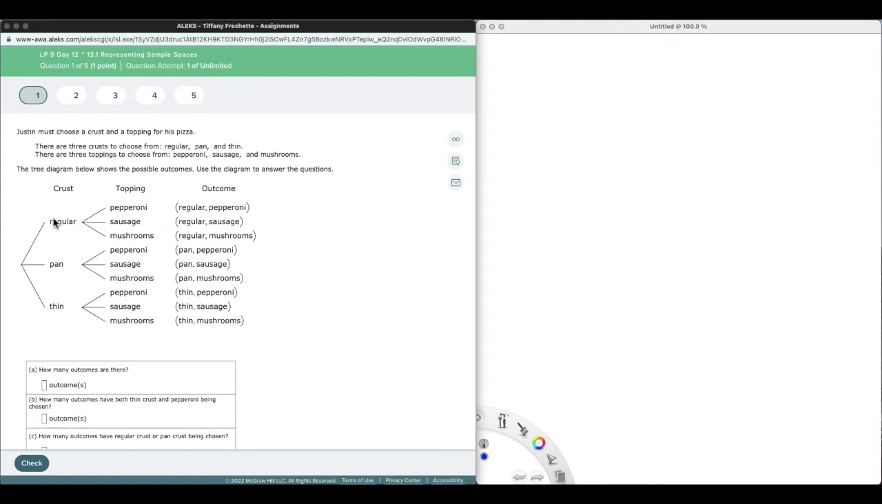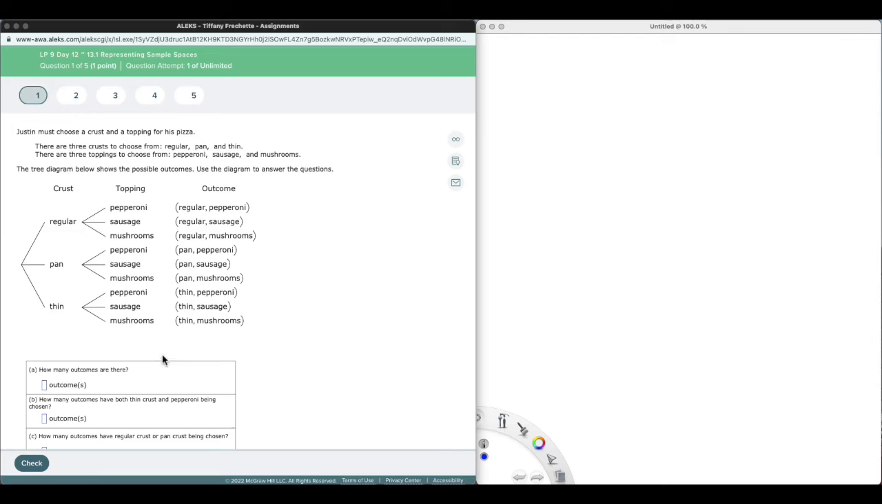So with this one, we can say, okay, I'm going to choose regular and pepperoni. So my path would be regular pepperoni, or I could choose regular and sausage. That's a different path. Or regular mushroom. Well, what if I wanted a pan pizza? Then I would have to decide, is it pepperoni with pan pizza? Is it a pan sausage? Is it a pan mushroom? Same thing with thin. So I have three options there. It's either going to be thin with pepperoni, thin with sausage, or thin with mushrooms. So it kind of just depends on the options I choose.